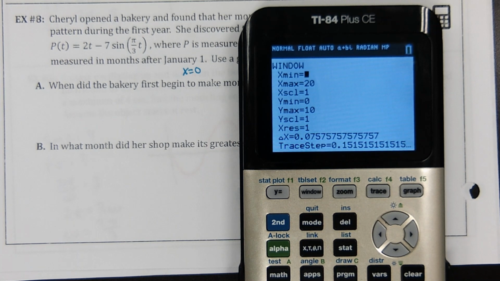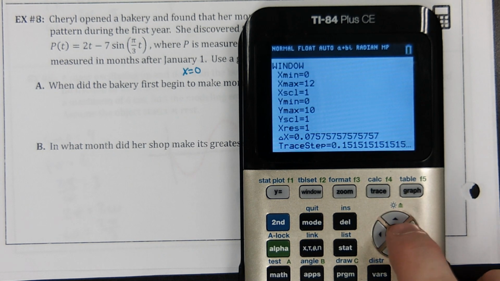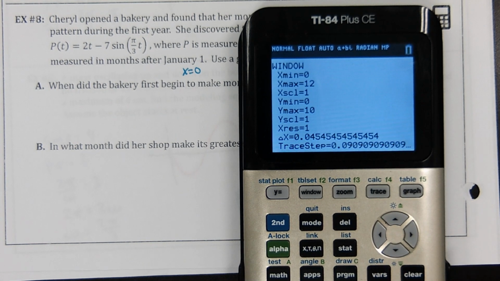In the window, this question's talking about the first year. So January 1st to January 1st is 1 year. That is 12 months. Yes? Okay. Might as well count by ones. Y minimum is 0, the way my screen is set up right now.